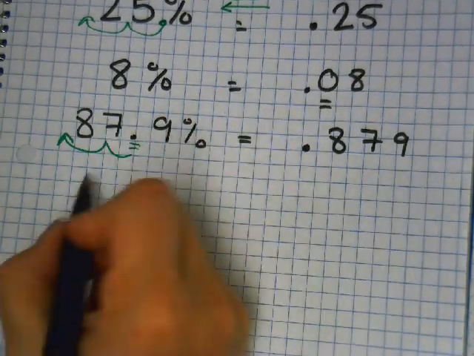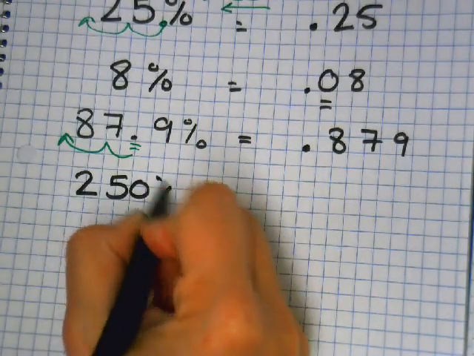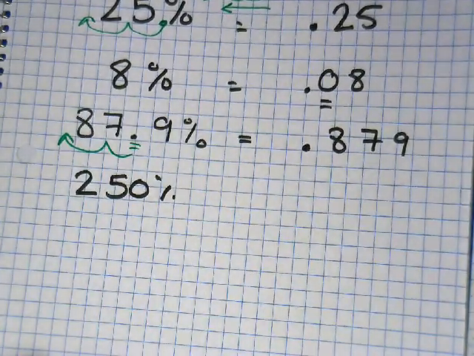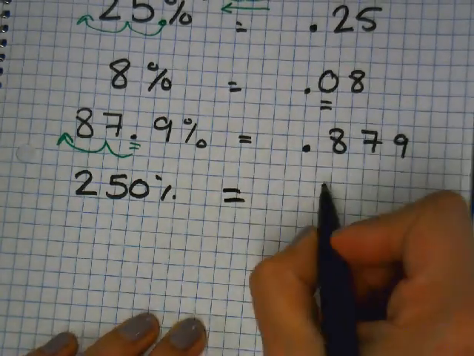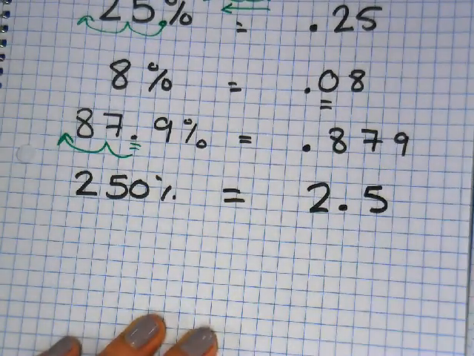Oh, what if it's like 250% because you got extra credit? 2.50. That was like Gregory's grade. Yeah, Gregory's grade that one time.